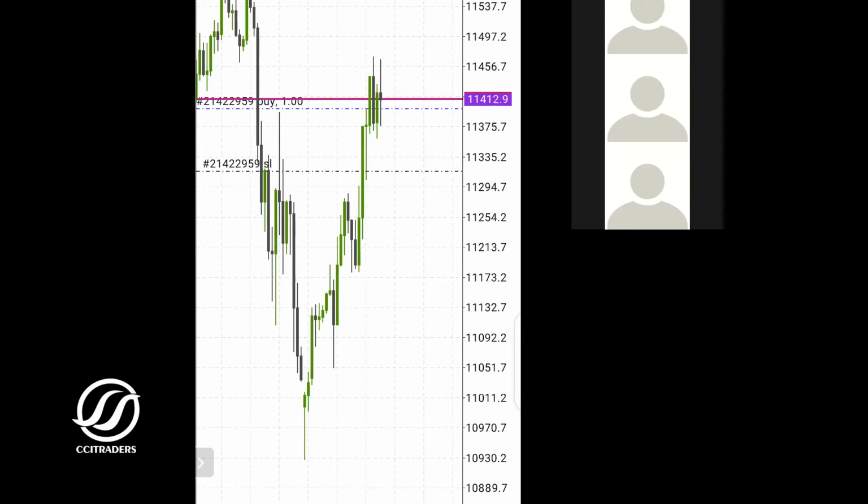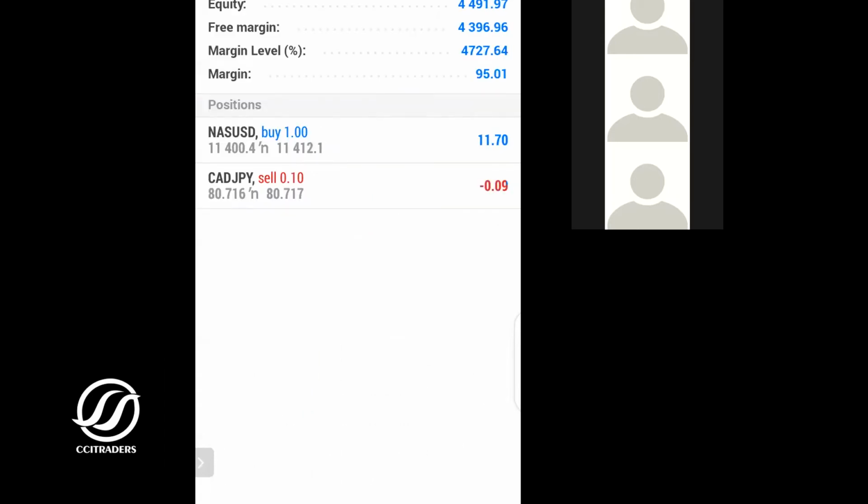Now, we successfully placed a buy and a sell instant execution on two different currency pairs. And we have also set our stop losses. Okay. Now, any questions before we move forward?